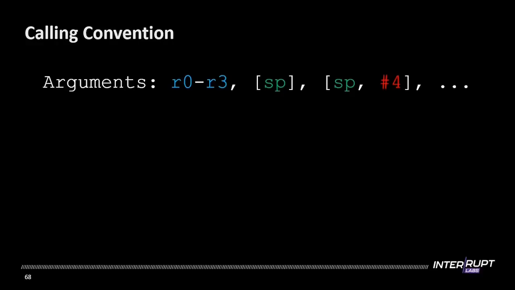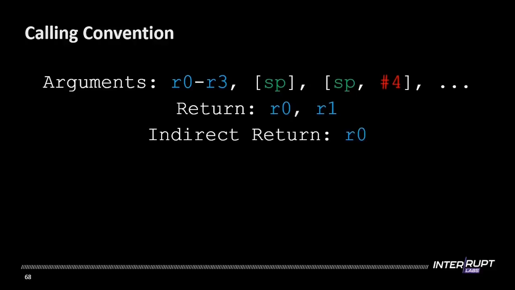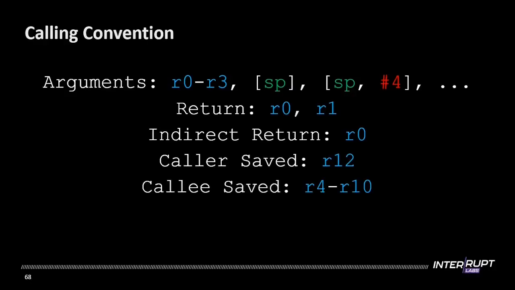Calling convention we'll cover very quickly. Arguments are passed in R0 to R3, followed by the stack. The return value is put in R0, or if it's larger, split between R0 and R1. And if it's even larger, then instead of passing an argument in R0, the caller passes a pointer to memory on their stack frame where the return value should be saved. The only caller save register is R12, and R4 to R10 must be saved by the callee.